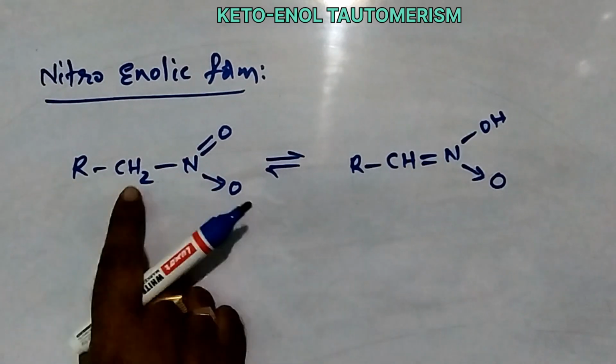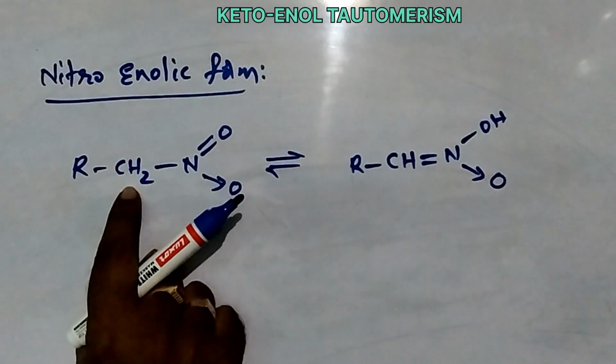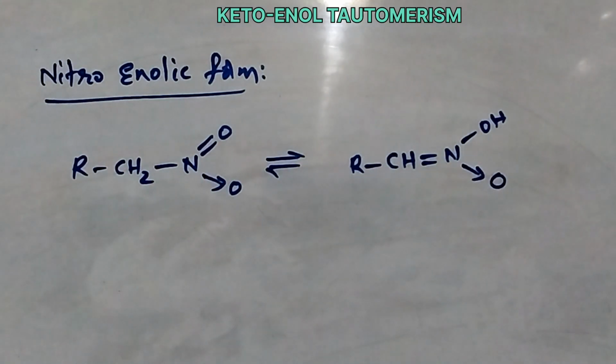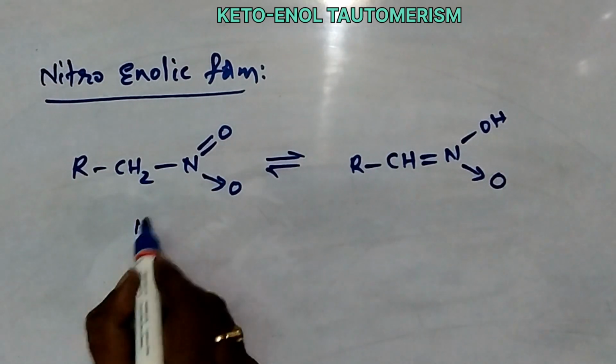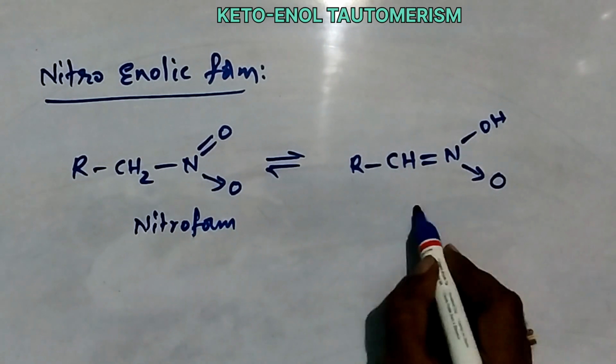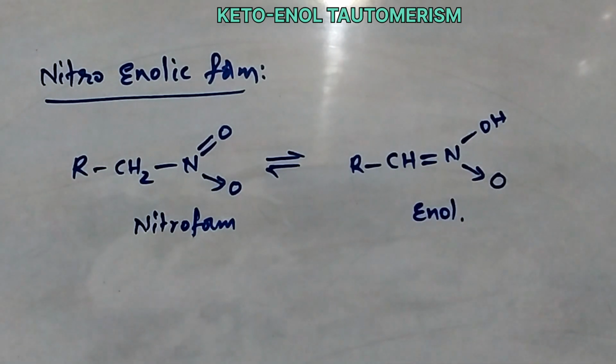See, CH2, two alpha hydrogens are there. From here, one alpha hydrogen shifts towards the oxygen. Then it is a nitro form. This is the enol form. Nitroenolic form.